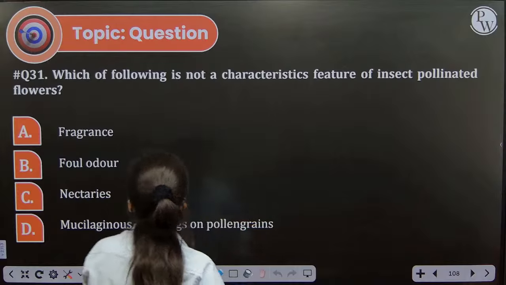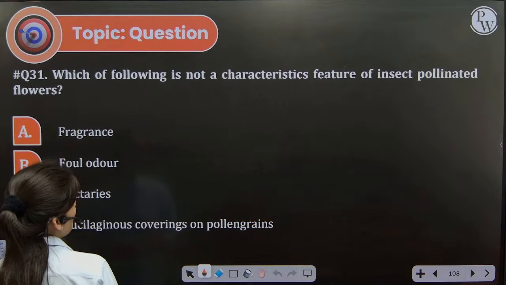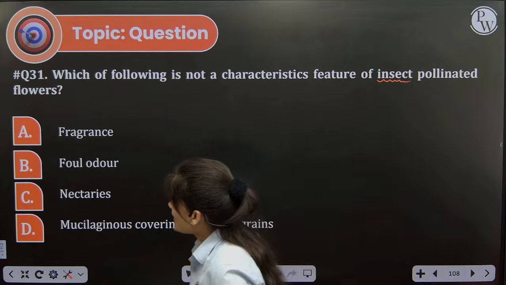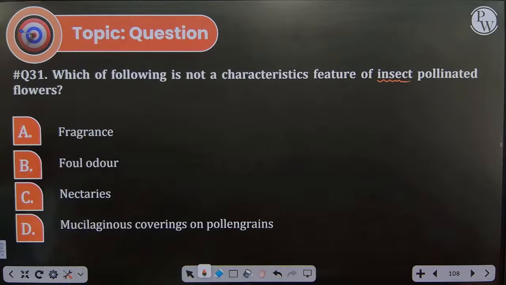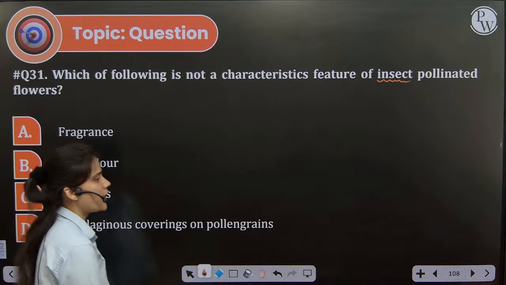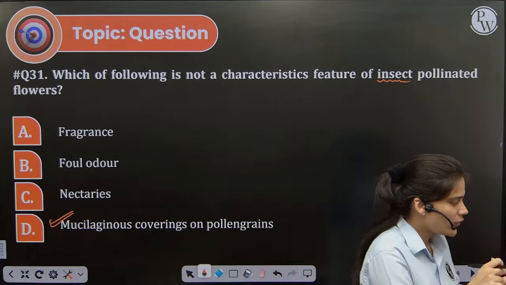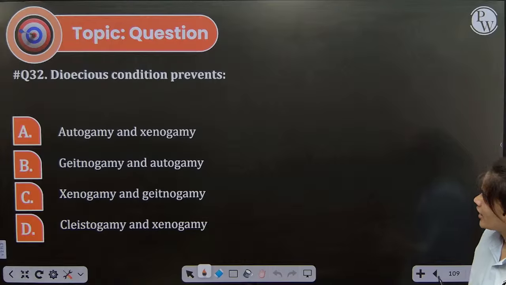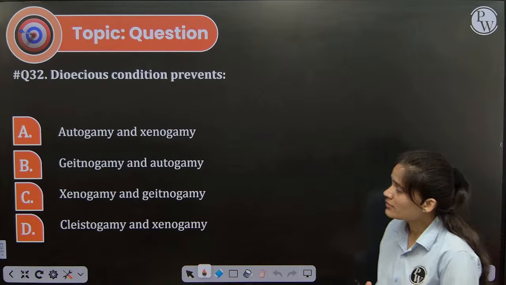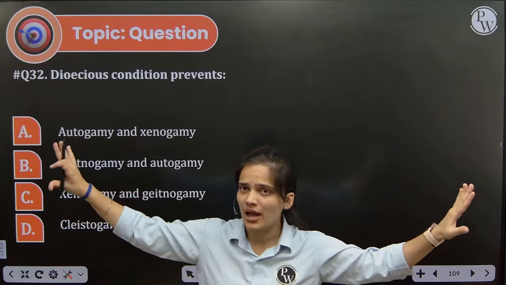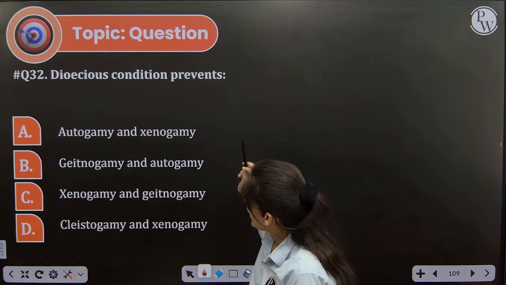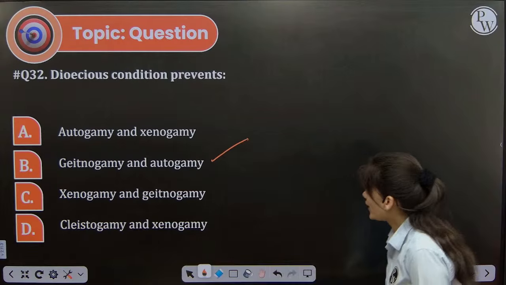Next, which of the following is not a characteristic feature of insect pollinated flowers? Fragrance, foul odor, nectaries, or mucilaginous covering of pollen grain. Mucilaginous covering is in the case of hydrophily. The pollen grain is protected from wetting with the help of the mucilaginous covering. Next, dioecious condition prevents what? Dioecious means both male and female flowers are present on different plants. It prevents autogamy as well as geitonogamy. Autogamy and geitonogamy we already discussed.